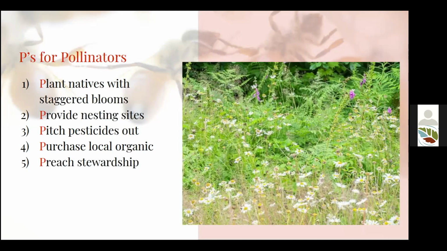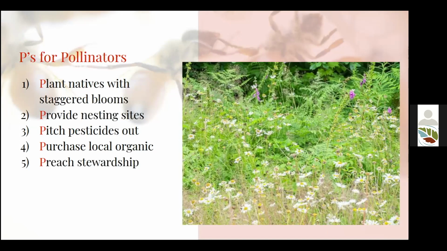You can provide nesting sites. I'll talk a little bit more about what that looks like specifically in a minute. Pitch pesticides out. Purchase local or organic, or provide incentive and increased demand for farmers and food producers to have bee-friendly practices, and engage in that discussion with people who have a larger impact. And preach stewardship, so getting other people excited about this as well.